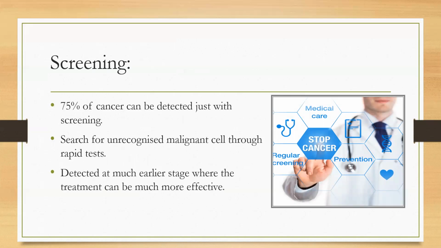Next, coming to screening. Just with the help of screening, 75% of cancers can be detected. What is screening? It is just a search for unrecognized malignant cells through rapid tests. For each cancer, there is a separate screening method. The earlier you detect, the more effective the treatment will be.